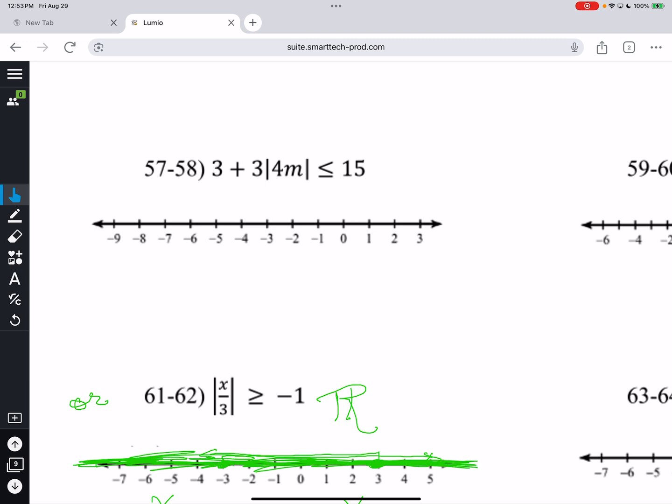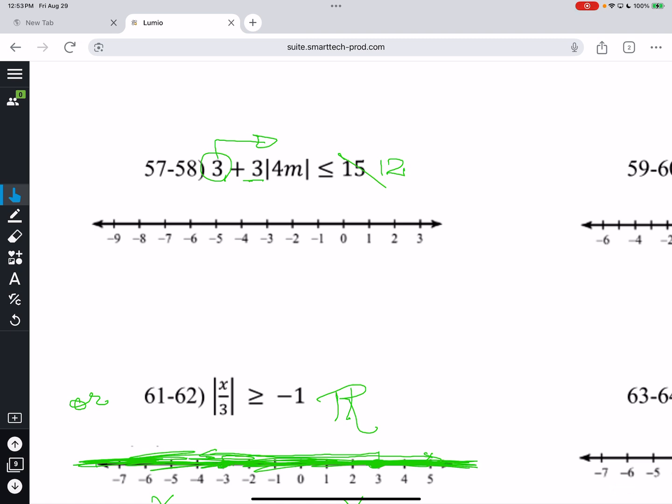Well, it's going to be the first thing you do for this problem. Minus what? 3. Yep. Take this 3 and run it over there. That 15 becomes a 12. Then what do we do? We're still not isolated. What would you want? You divide by 3.